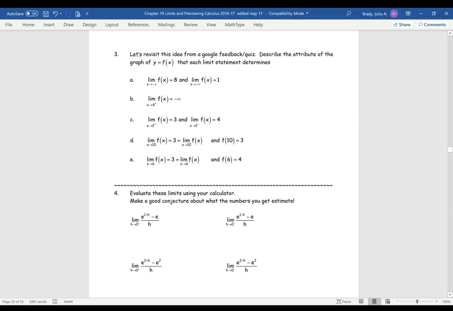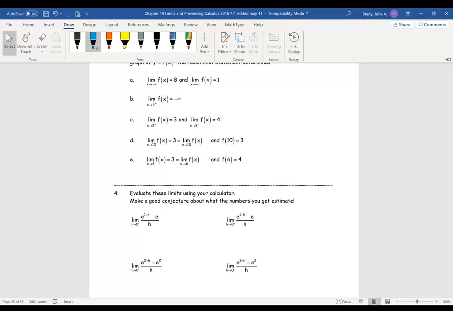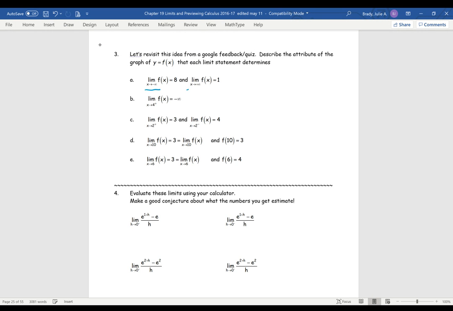Okay, let's really look at this next question 3, because people have been having a lot of problems with that on the feedback problems. Okay, so what are the things you're looking at when you're looking at a limit? Well, you want to know where the x is going. Can you see that's the ends? So you're looking at end behavior.